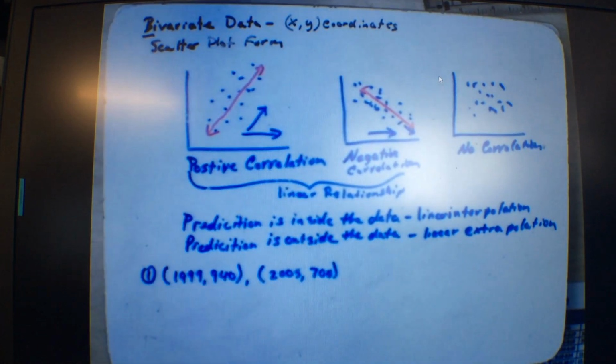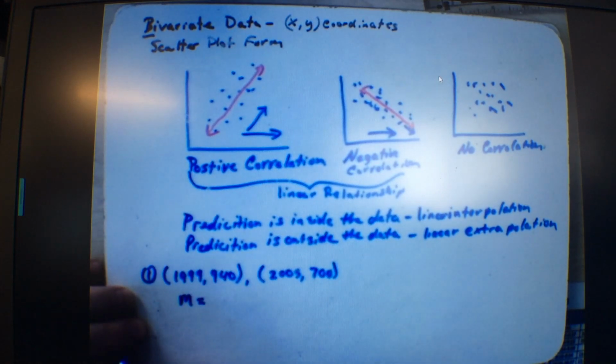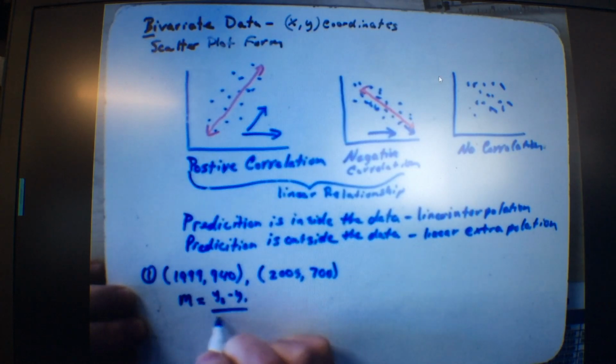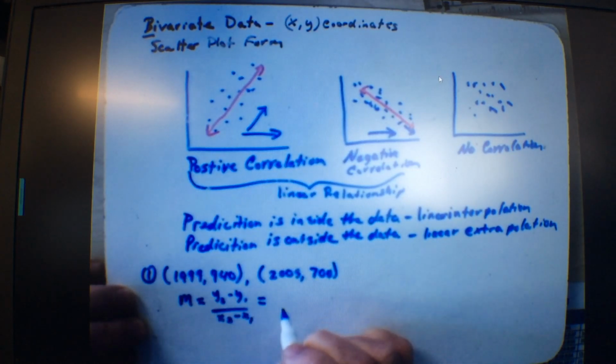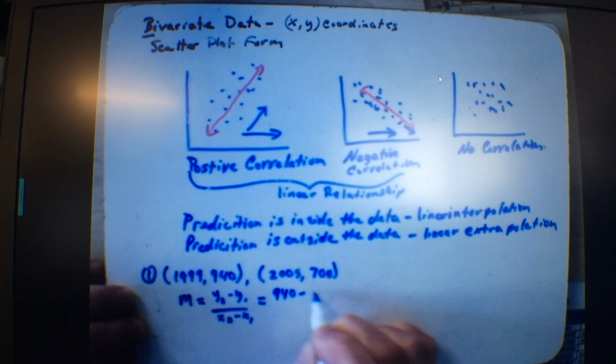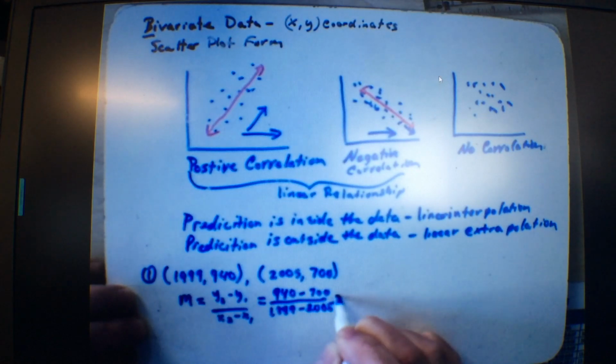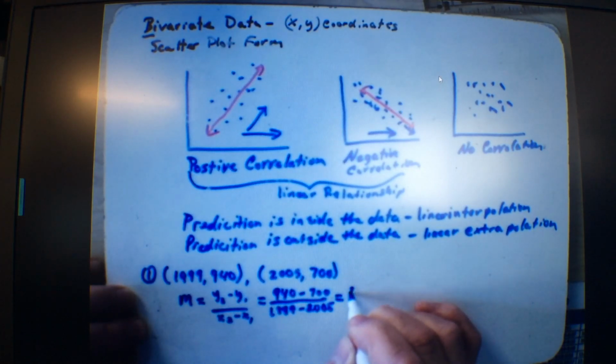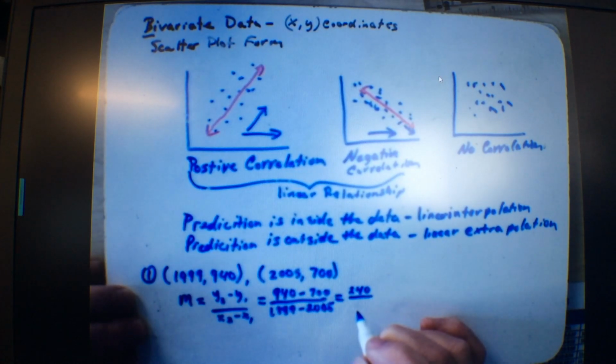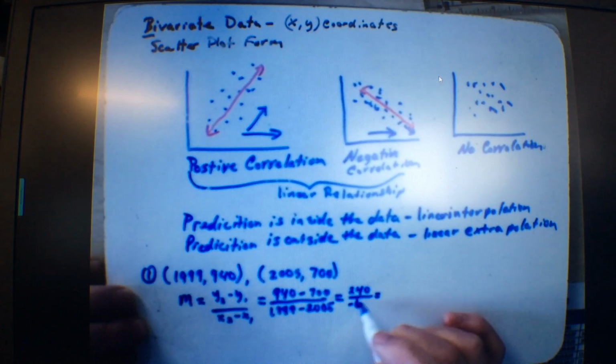Now what we want to find is an equation. This is called a best fit line. That's the best fit line. We want to find an equation of that line. We have 2 points, so what do we find first? You should know this from the quiz. Slope. Change in y over change in x, right? y sub 2 minus y sub 1 over x sub 2 minus x sub 1. So slope is 940 minus 700 over 1999 minus 2005. On the top, what do I get? 240, and on the bottom, -6.